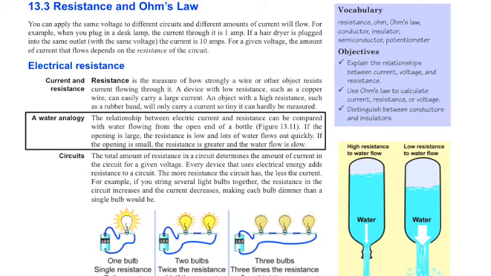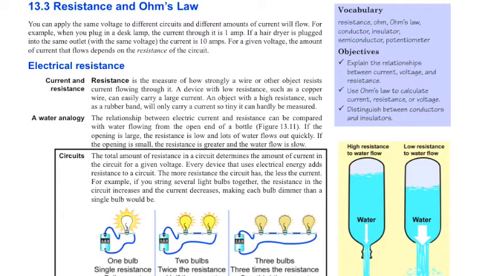A water analogy. The relationship between electric current and resistance can be compared with water flowing from the open end of a bottle, as shown in figure 13.11. If the opening is large, the resistance is low and lots of water flows out quickly. If the opening is small, the resistance is greater and the water flow is slow.